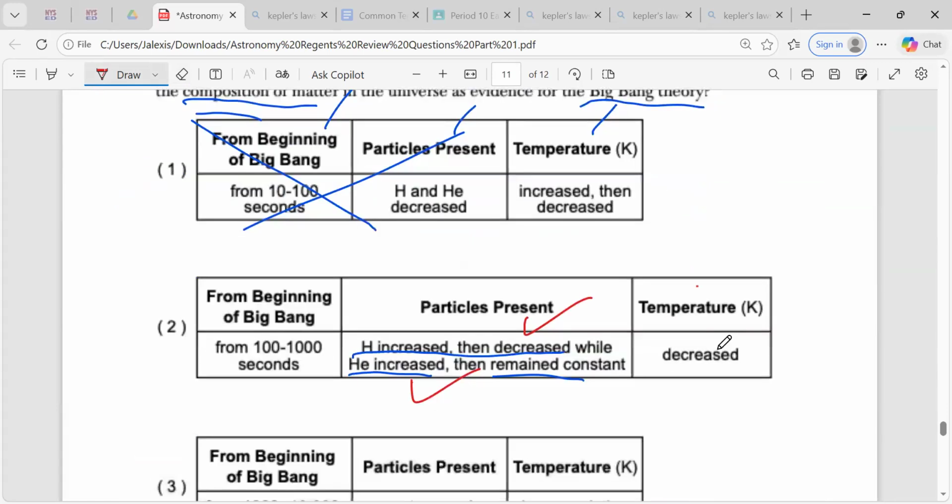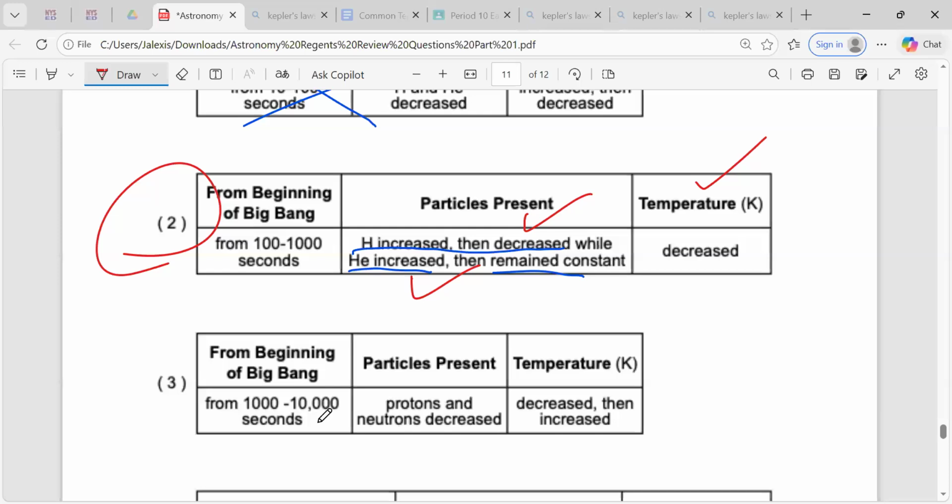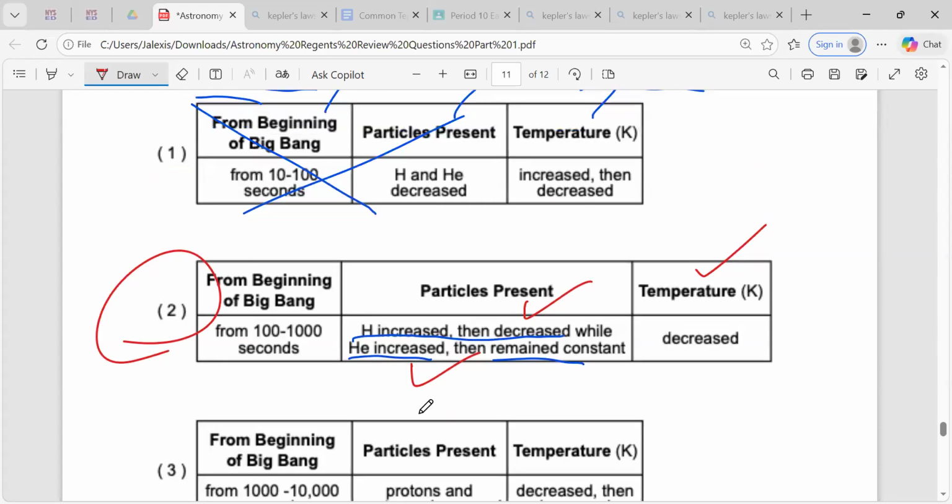So it checks off, and that's why choice 2 is the correct answer. When you match the other ones, you'll realize that it doesn't match up the same way. All right. So that's all we're doing for this problem, just checking to see which option is correct.